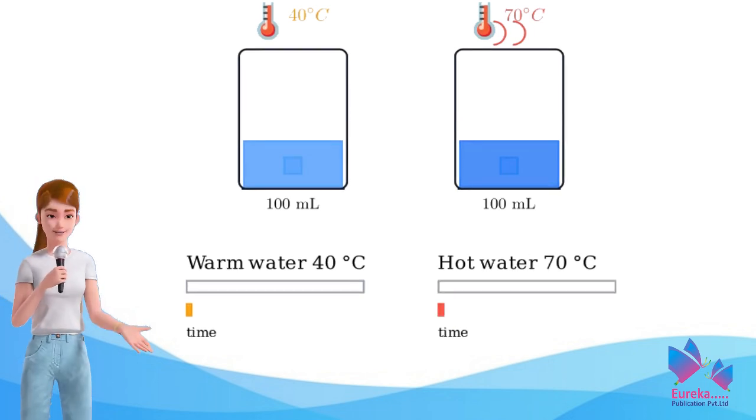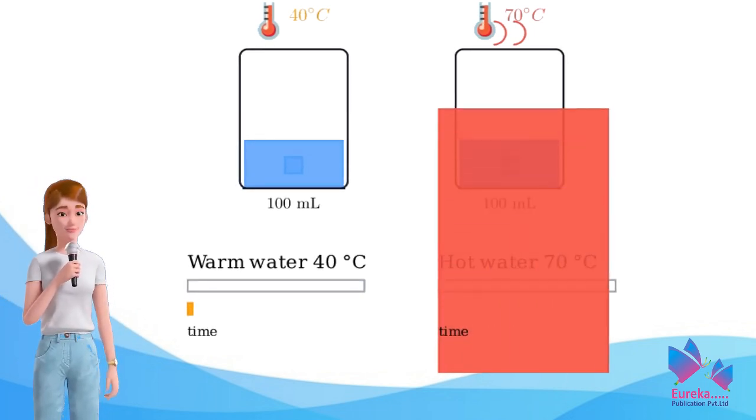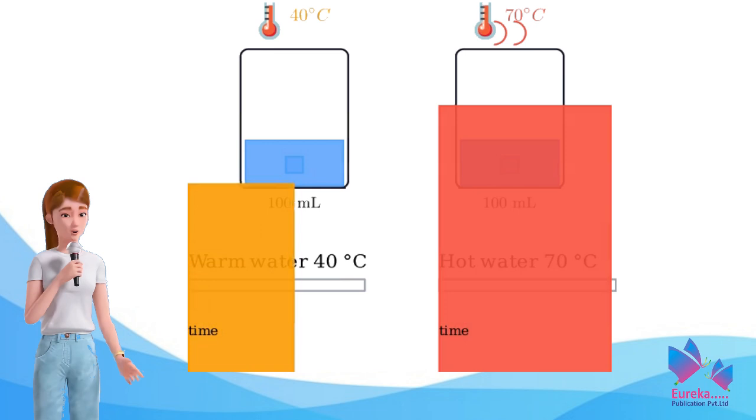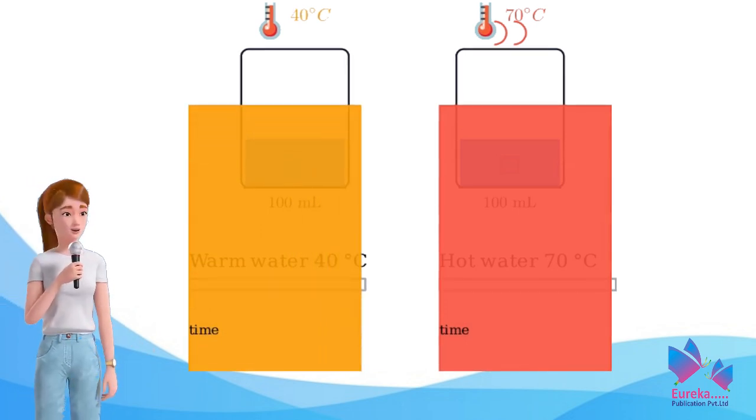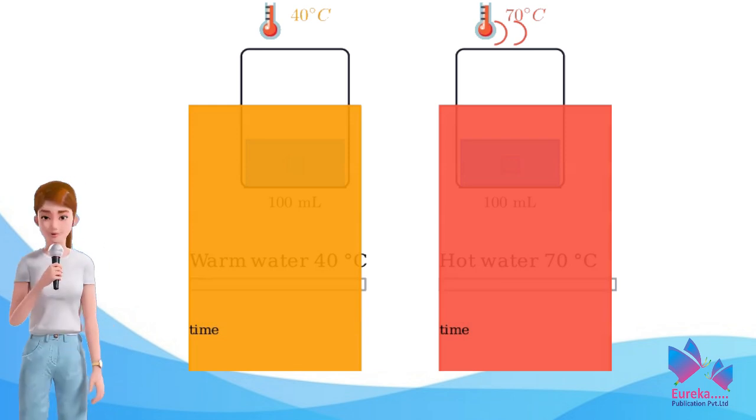Observations: the ice in hot water melts faster than the ice in warm water. Both beakers started with the same mass of ice, but the hot water provided heat at a faster rate because of the larger temperature difference.